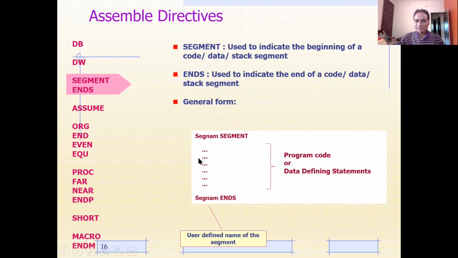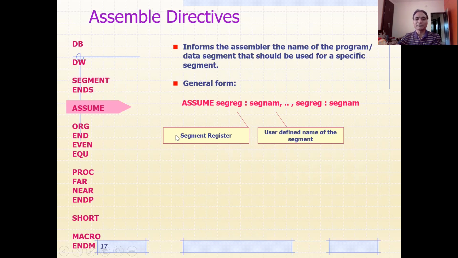Here you can write some 8086 instructions. Let us say this is a code segment. For the name of the code segment, you can write CODE SEGMENT, then some instructions, and then the end, CODE ENDS. So this is how the segment directives can be used whenever you are writing assembly language programs.